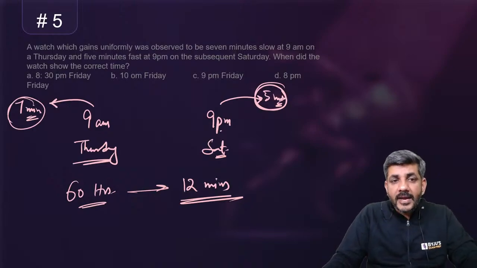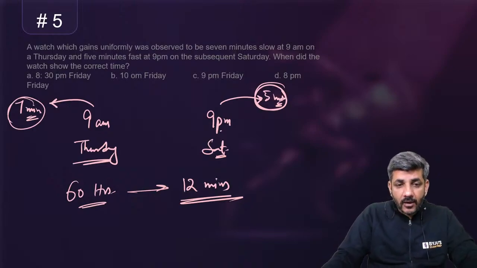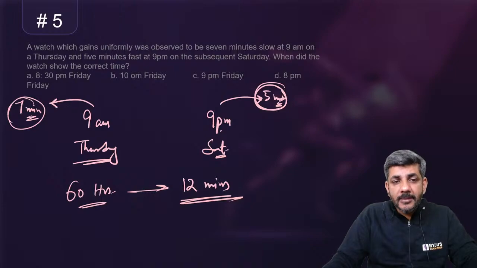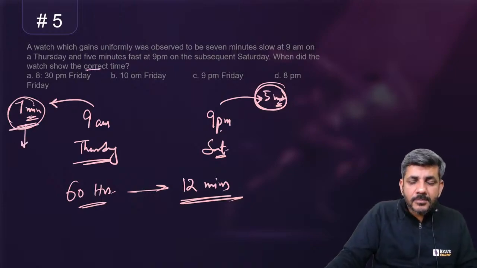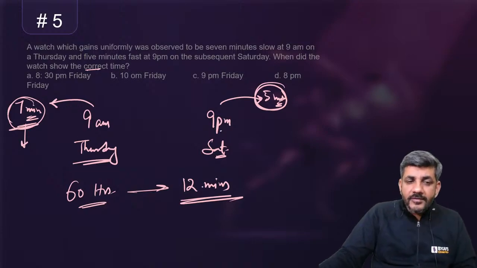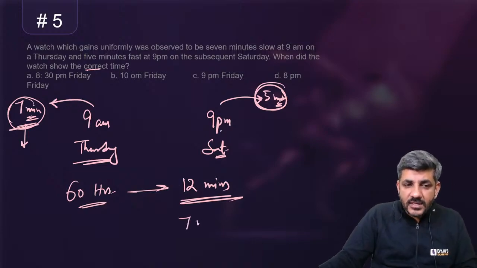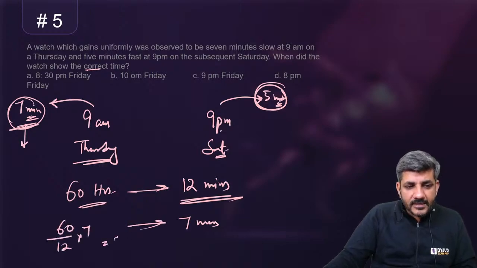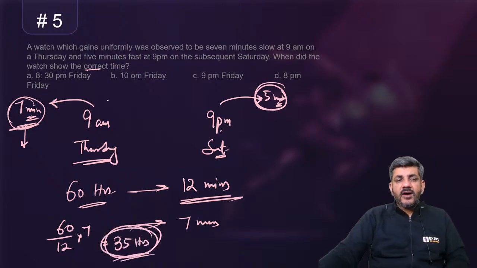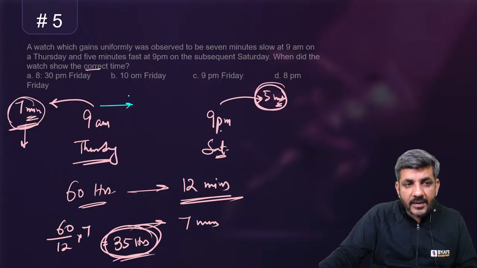What do I have to find out? I have to find out when did it show the same time? To show the correct time, it should just cover 7 minutes because it was 7 minutes behind. So if it covers 12 minutes in 60 hours, it would cover 7 minutes in how many hours? It will cover 7 minutes in 60 by 12 into 7. That is 35 hours. So 35 hours ahead of 9 a.m. of Thursday, you will have that time.